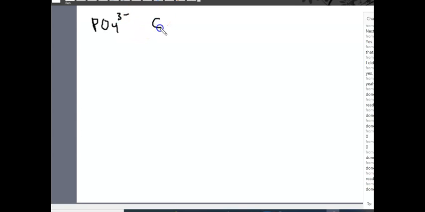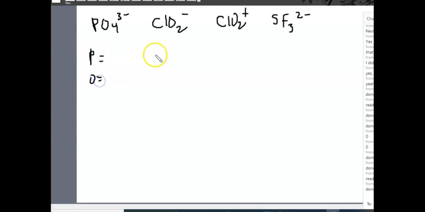Let's do ClO2 minus. Let's do a ClO2 plus. And let's do SF3 2 minus. All right, so find the oxidation state of the phosphorus, the oxygen, the chlorine, the oxygen, the chlorine, oxygen, and the sulfur and the fluorine. All right?